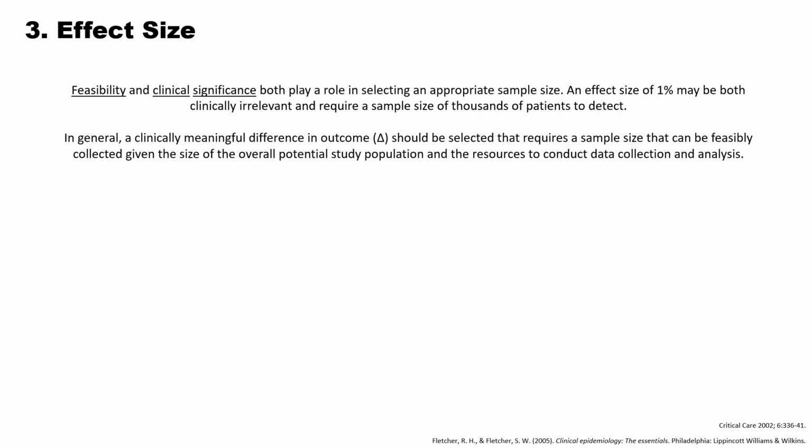So feasibility and clinical significance will both play a role in selecting an appropriate sample size. An effect size of 1% might be both clinically irrelevant and require a sample size of thousands of patients to detect. For example, it probably doesn't matter if there's a 1% difference in the rate of known clinical failure between cephalexin and Bactrim or ciprofloxacin groups. In general, we want to define a clinically meaningful difference in outcome that requires a sample size that could be feasibly collected given the overall potential study population and the resources we have at our disposal to actually conduct data collection and analysis.